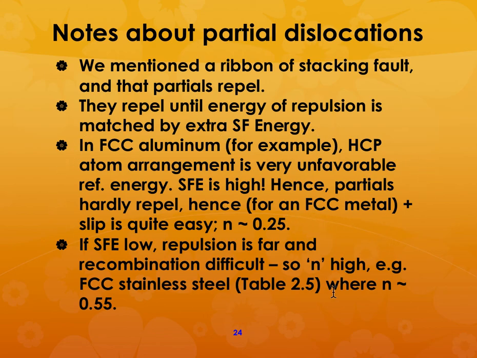One thing to note is that for FCC type of materials, the stacking fault energy is pretty high. So the partials will hardly repel, so they would rather combine and deform the material much more. So it is easy for you to deform something like aluminum, or something like steel if it is heated to a temperature above 800 degrees centigrade.